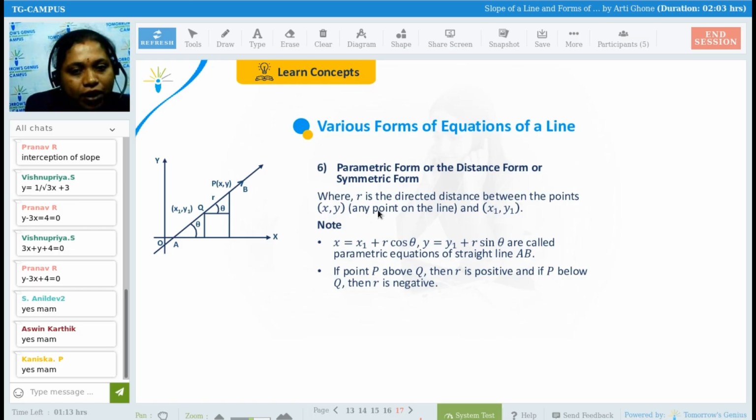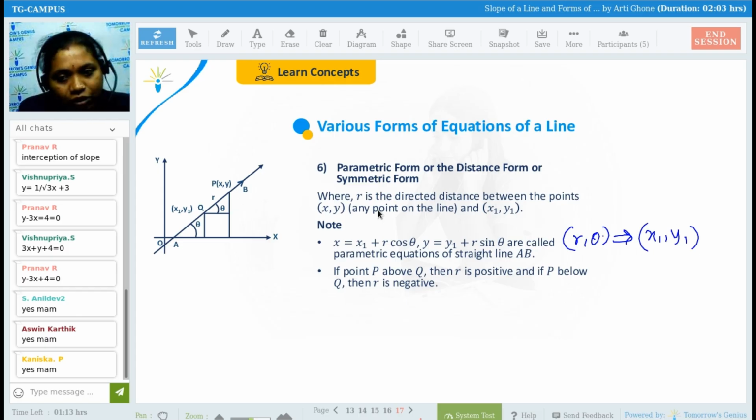Now see, if theta and r are provided in the parametric form, most of the time this r and theta are given to you, you are able to calculate x1 and y1. Clear? Okay. Or if x1 and y1 are provided, you are able to calculate x and y. So these two are known as parametric equations of straight lines. Clear? Note down in your notebook whatever forms we have studied today.